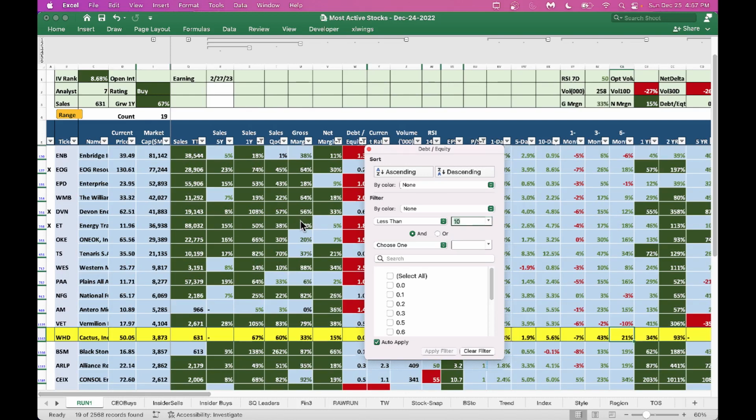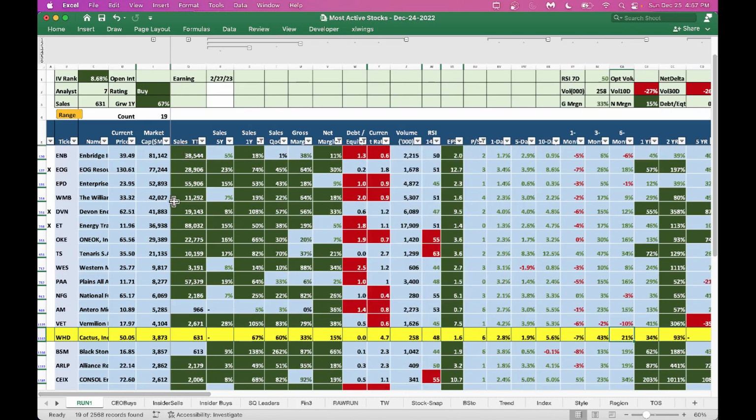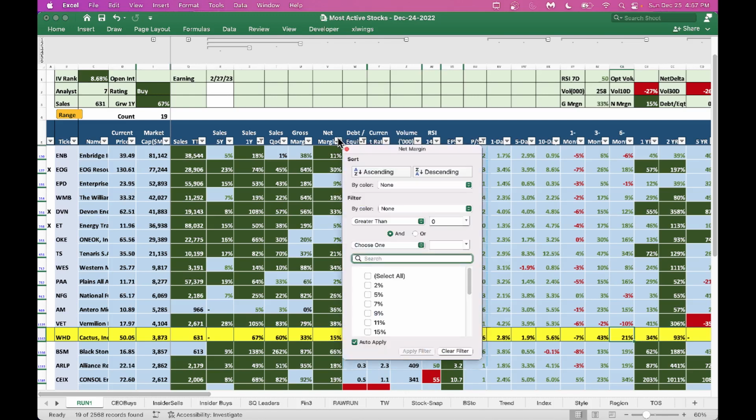Look, we got Enbridge and so on and so forth here. Net margin, debt to equity, that's good. And 1 year sales, probably net margin, we got more than 0. I think that should be good enough. I think we'll go with these companies here and look at a few more.